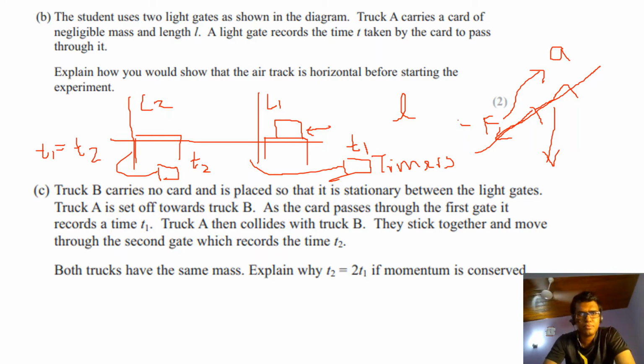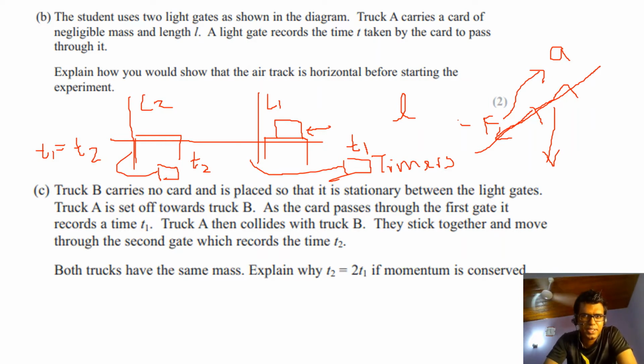So if the times T1 and T2 are equal, we can say that the cart has a constant velocity. If the cart has a constant velocity, that means it doesn't have any acceleration, so no other forces are acting on it. So that means it is balanced, as in the air track is horizontal. Okay, right. The next one.